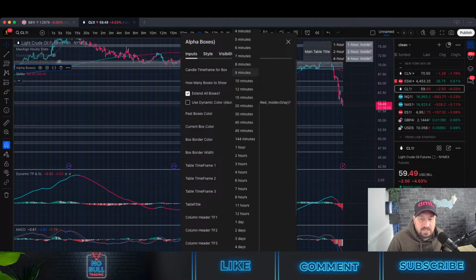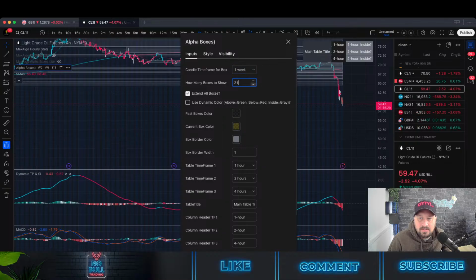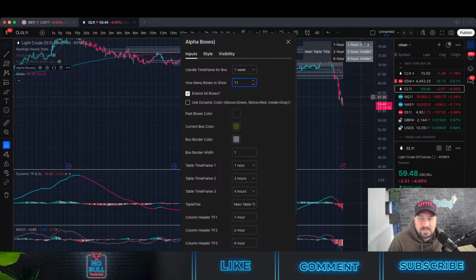So I think the easiest thing to do with CL right now is just focus on the weekly, in that we are below the weekly. If we can see it close back above, then maybe we could revisit some highs, but while we're below, we're still bearish.